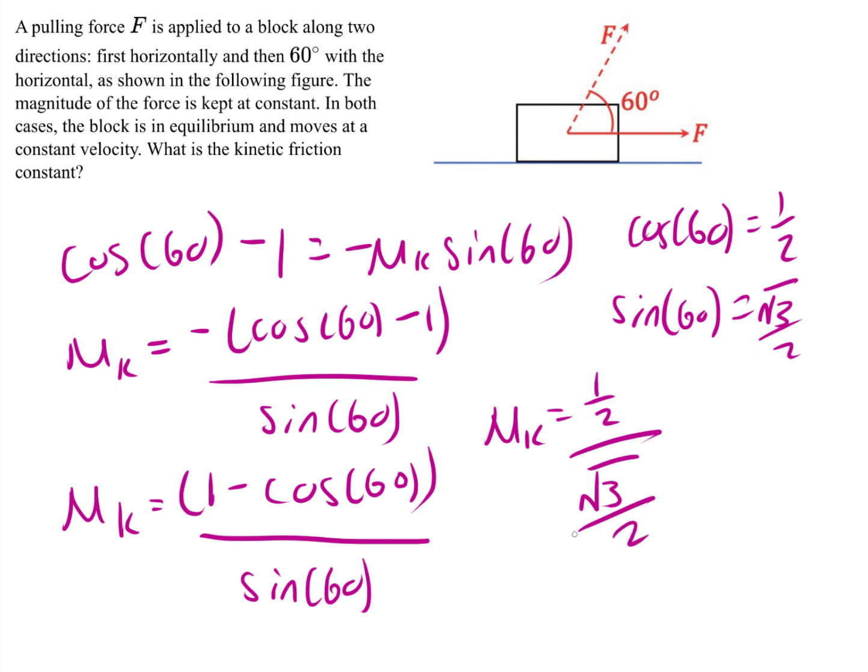And then now, if you simplify all of this, you should get that the coefficient of kinetic friction is equal to the square root of 3 divided by 3. And that is going to be the final answer here.